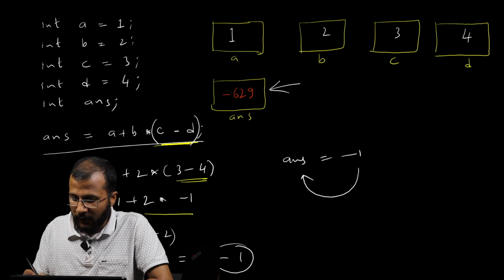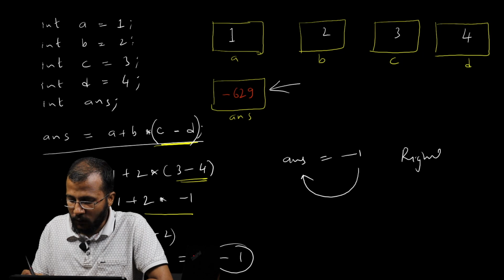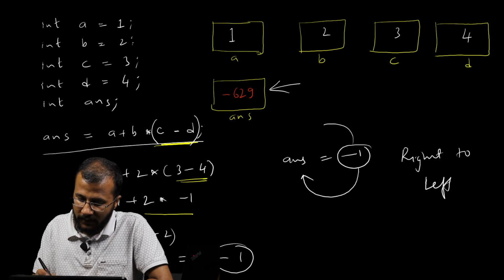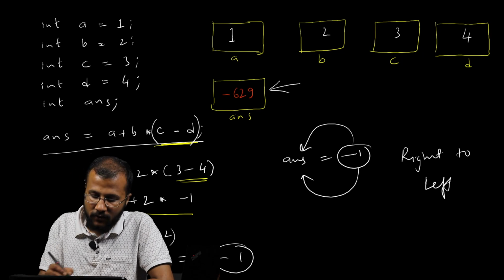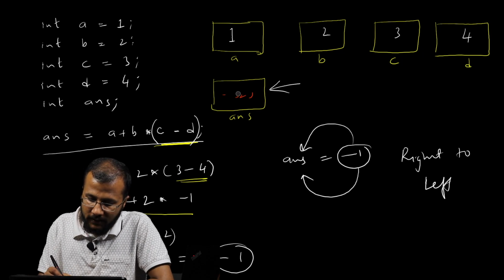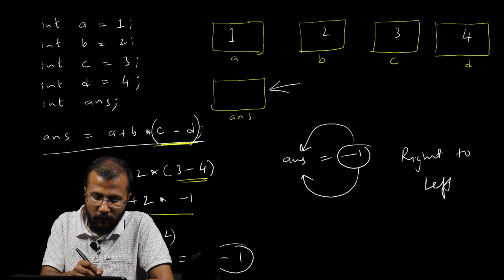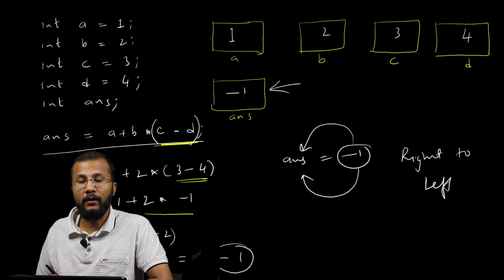This is always evaluated from right to left. Whenever there is an equals to, it is evaluated from right to left. So the right hand value will be stored in the left hand L value. So minus 1 will be stored in the answer. So answer would now be overwritten. Minus 629 will be overwritten by minus 1, which is our answer.